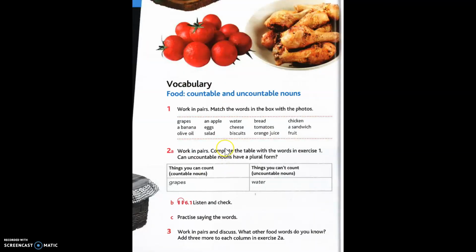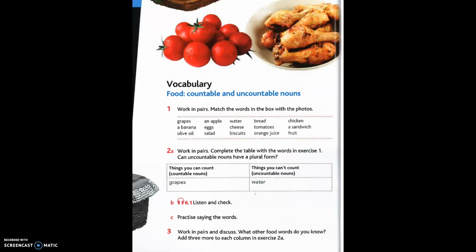Okay, then we're matching the words with the photos, but it sounds like you've probably already done that in the first stage. And then it's time to get into the difference between countable nouns and uncountable nouns. So I think this is best done perhaps with some realia. If you've got some grapes or tomatoes, you can hold them up and say, well, can I count these? Yes, 1 tomato, 2 tomatoes.